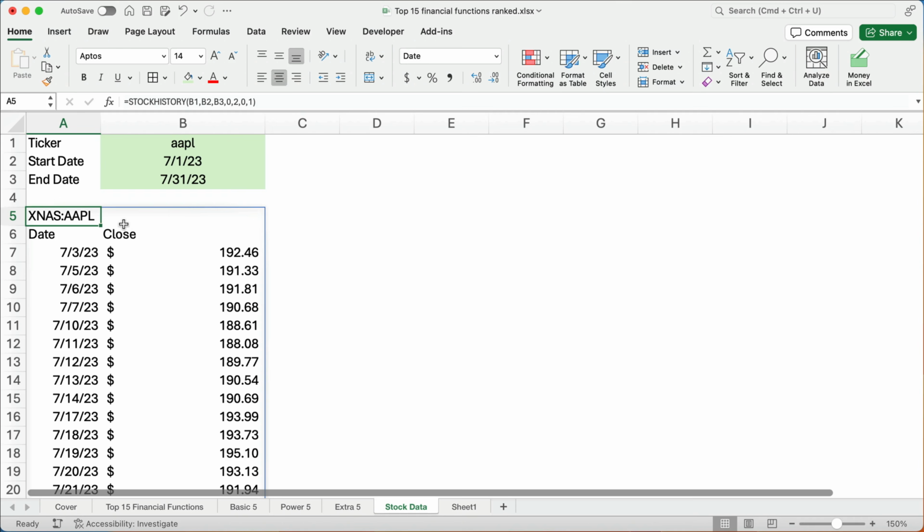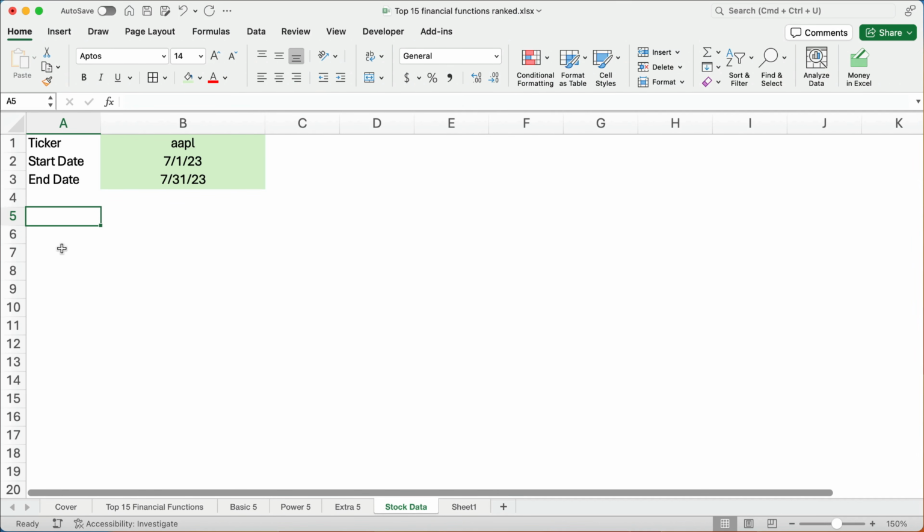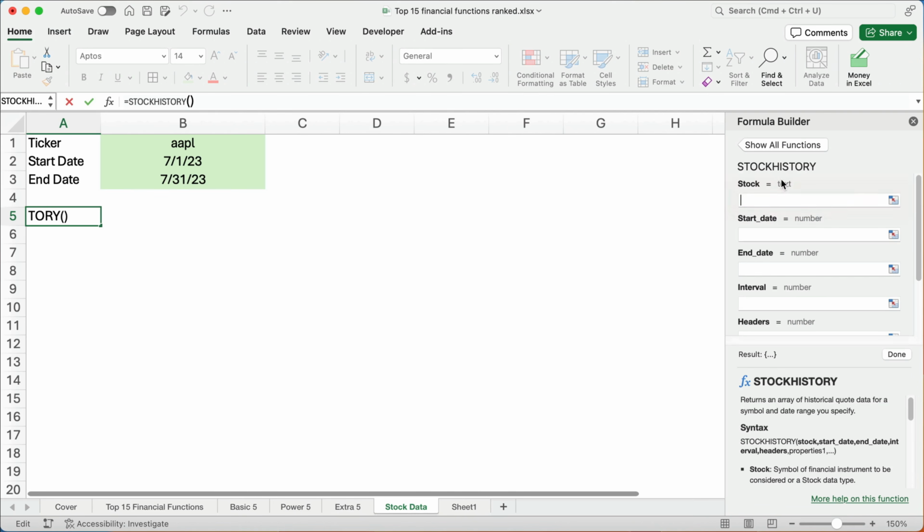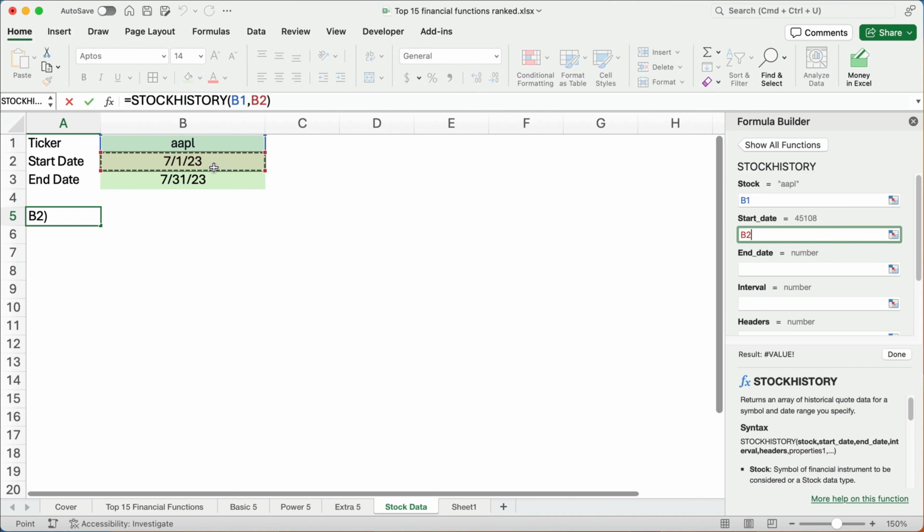So in this cell, I did the stock history. So let me delete this and do it from scratch. You just need to know these ahead of time. So stock history, I need to know the ticker symbol. The start date is July 1st. The end date is July 31st.